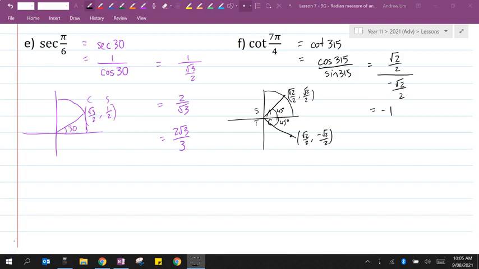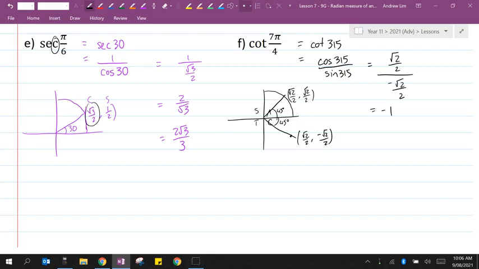Okay, so here are my answers for questions E and F. E, secant of π on 6 is the same as secant of 30, or 1 over cosine 30. Remember the third letter tells you what it's 1 over. The third letter is C, so it's 1 over cosine. You draw up your unit circle. You know 30 degrees is root 3 on 2, comma half, and we only want cosine, so that's the first bit. So 1 over root 3 over 2, do the reciprocal, and you get 2 over root 3, or 2 root 3 over 3.